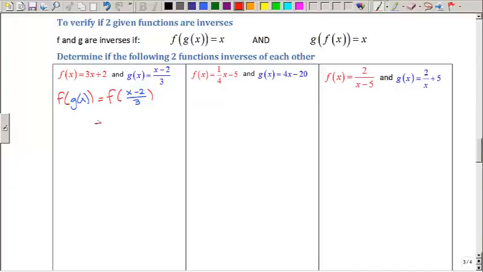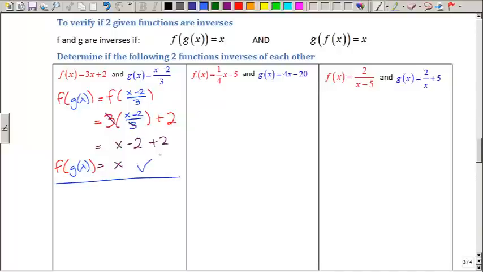So I know that the f function says 3 times x plus 2. But instead of x, I'm going to replace x with the expression x minus 2 over 3. Then I'm going to reduce. The 3's divide out. I'm left with x minus 2 plus 2, or x. So therefore, f of g of x is equal to x.